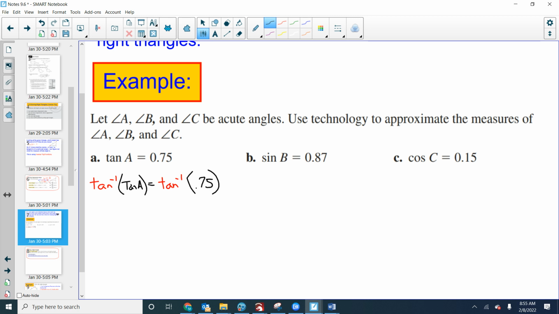What happens on the left side? What happens when you tangent inverse the tangent of A? You get A. And on the right side, we'll have to type it in our calculator. Don't do regular tangent. Hit second tangent and then 0.75. What do you get?